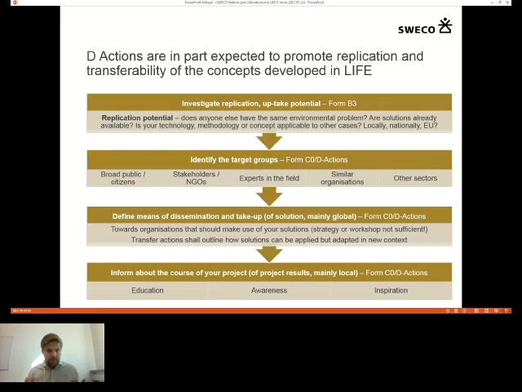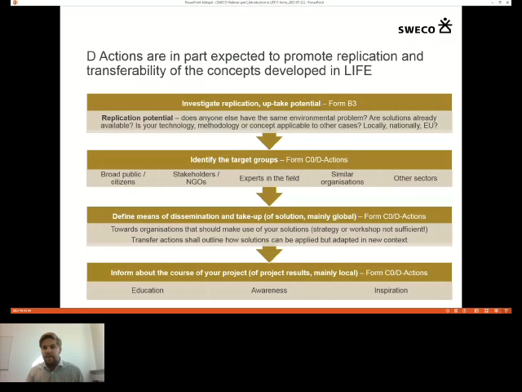So if we now know the target groups, we will be able to bring the strategy a bit further. And then we need to define the different means of dissemination and take-up. And I think this is the most important thing, it's explicitly the most important thing for the LIFE program: to go global, basically, or at least go European-wide and target organizations that could make use of our solutions. And they want broad dissemination of the results and broad take-up.